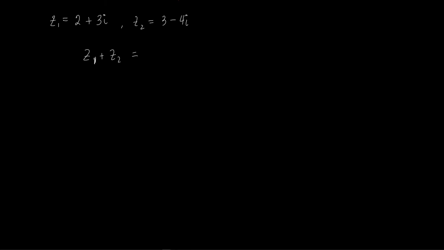Five minus one i, or we can write five minus i. Yes, sir. Okay, so this is correct. 2 plus 3, that is 5. The imaginary parts: 3 plus negative 4, that is negative 1. So, negative i.